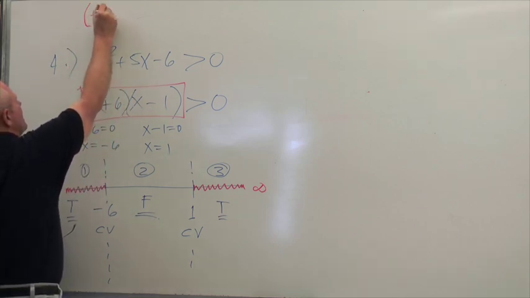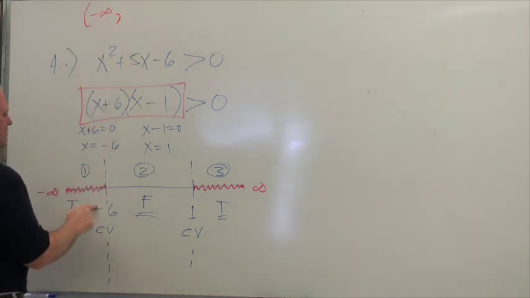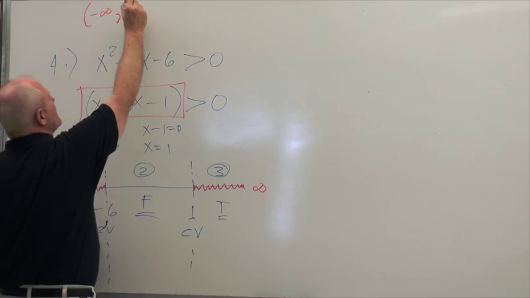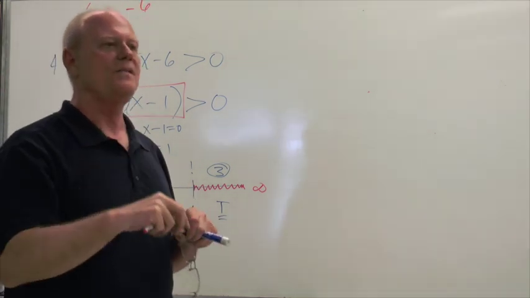Infinities always have a what? Parentheses, right? Comma, up to the number -6. Question: bracket or parentheses, and why?